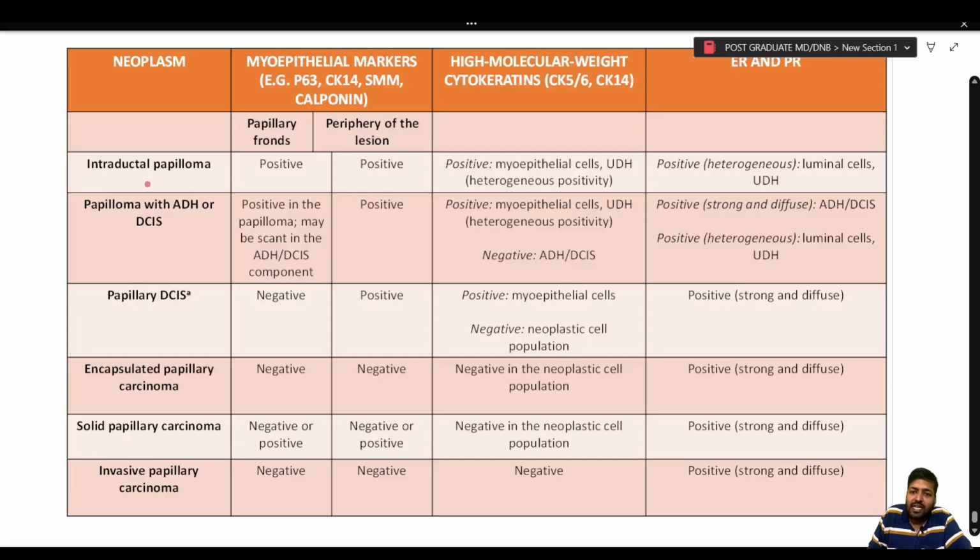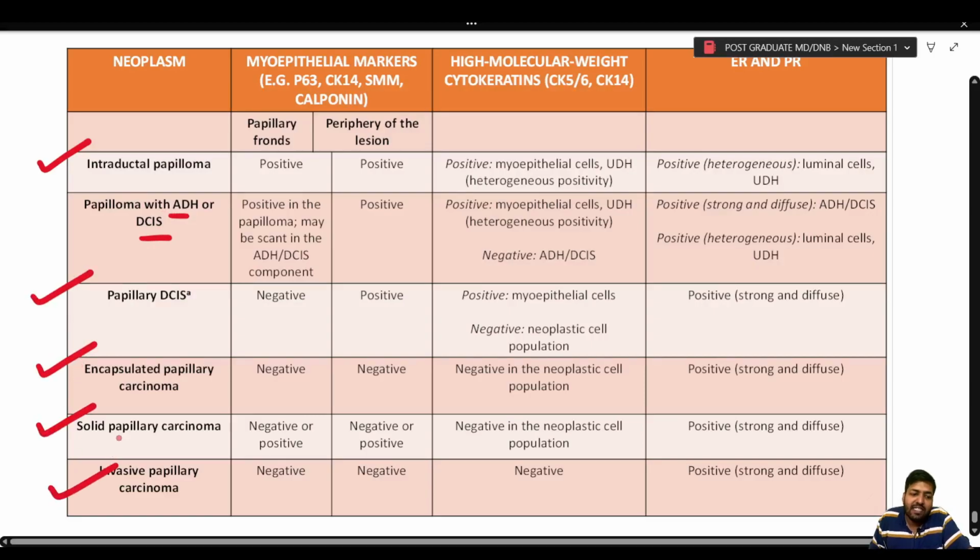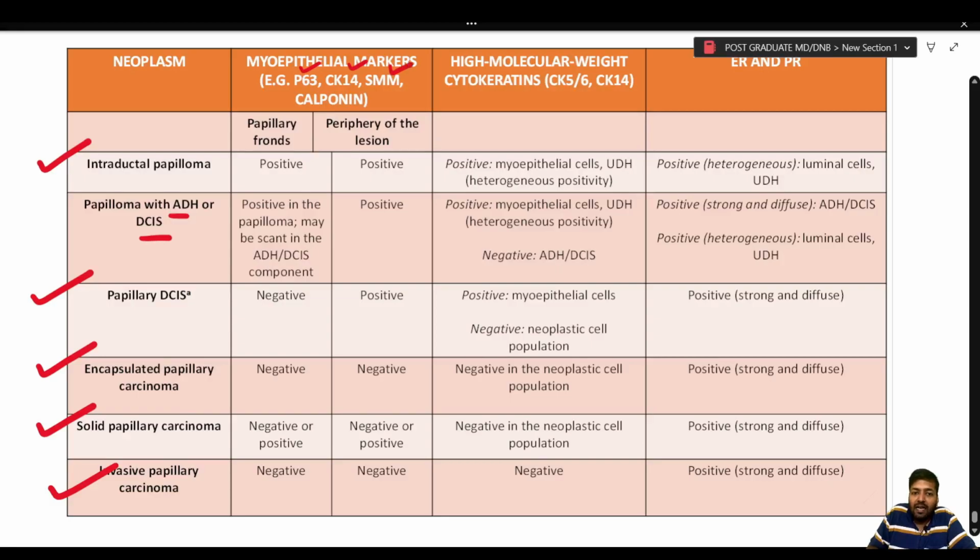So what are the lesions that we are going to compare and contrast? The intraductal papilloma, that with ADH, DCIS, papillary DCIS, encapsulated papillary carcinoma, solid papillary carcinoma, invasive papillary carcinoma. So in the papilloma, as we know, myoepithelial markers, what are those? P63, CK14, SMA, or smooth muscle myosin heavy chain, calponin. So all these markers, okay, we are going to compare first in the lesion, that is in the papillary lesion, and then at the periphery.